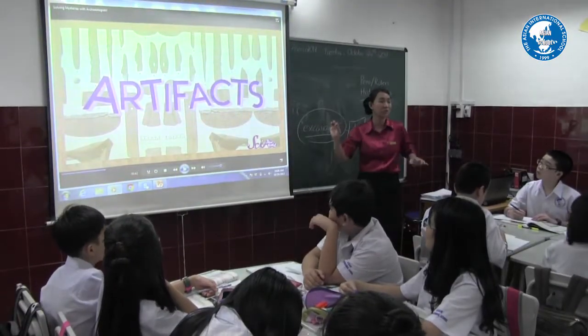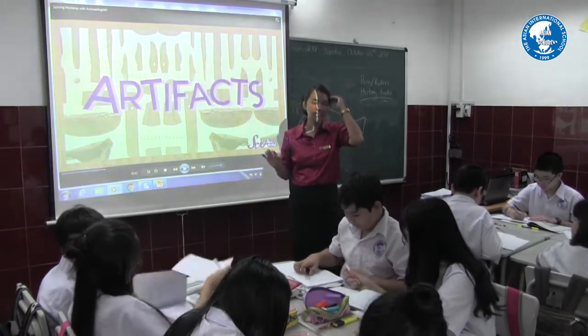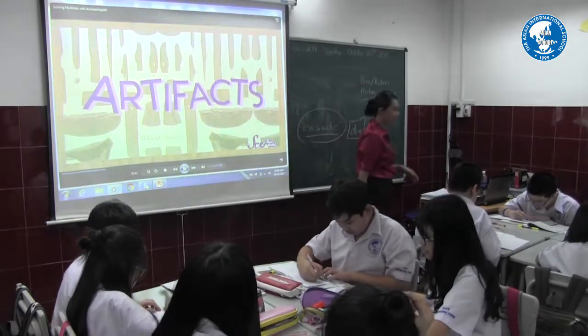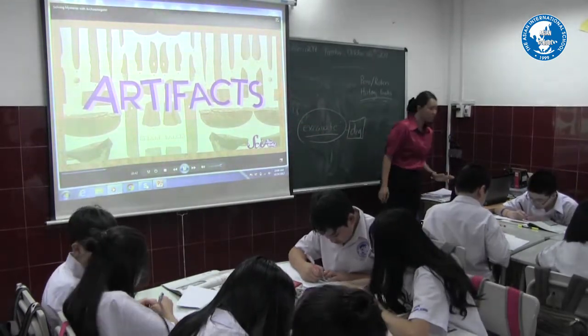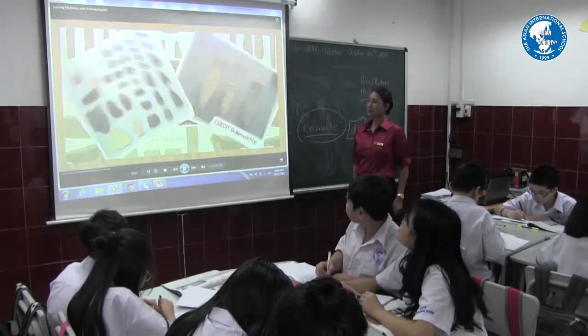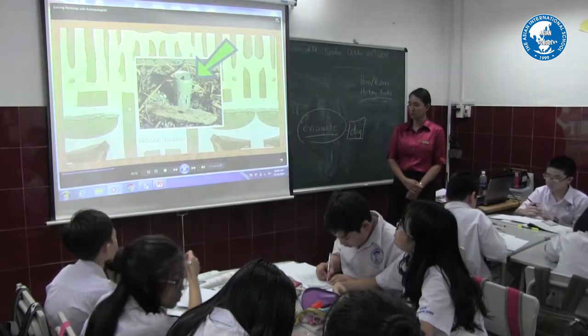Okay, now class, I want you to write the word artifacts. Artifacts, please write it in your notebook. Artifacts, these are what? These are old things from the past, okay? Artifacts can be really old, like the stone tools that early humans used. Or they can be not very old at all, like some cans that people tossed away just 50 years ago.